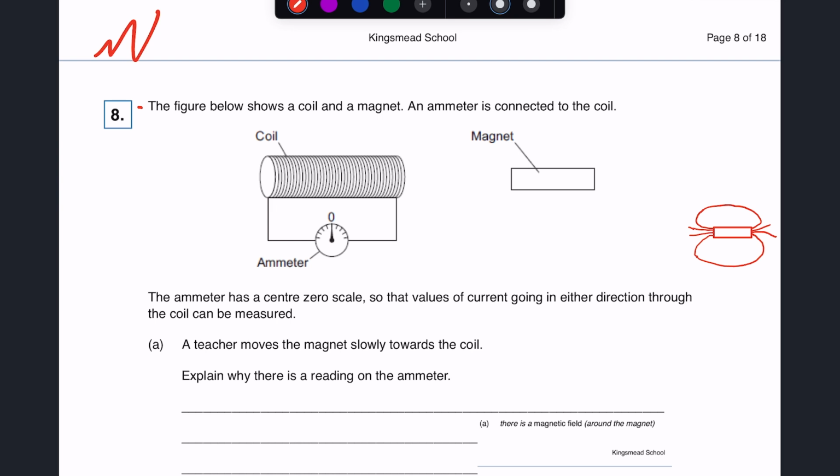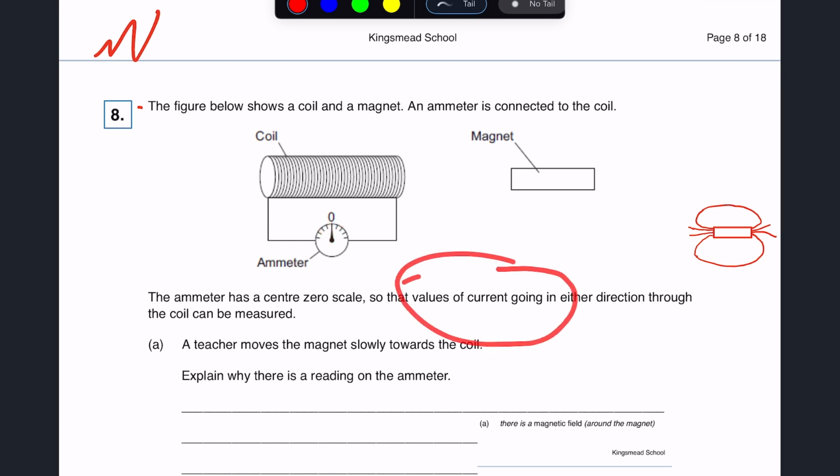So let's have a quick look and get our heads around what we're doing here. There's our ammeter. It's going to measure current if there's one flowing. There's our coil of wire, often known as a solenoid. And there is our magnet. Down here I've drawn a little magnetic field around the magnet. I'm going to use that in a minute. The ammeter has a center zero scale, so it's zero in the middle, positive over there and negative over there. So the values of current going in either direction through the coil can be measured.